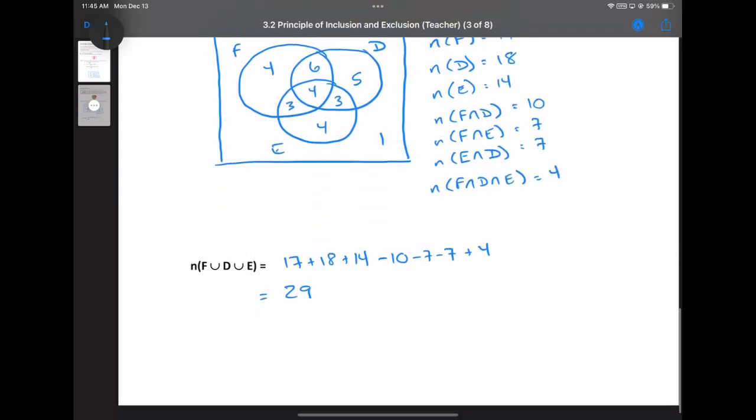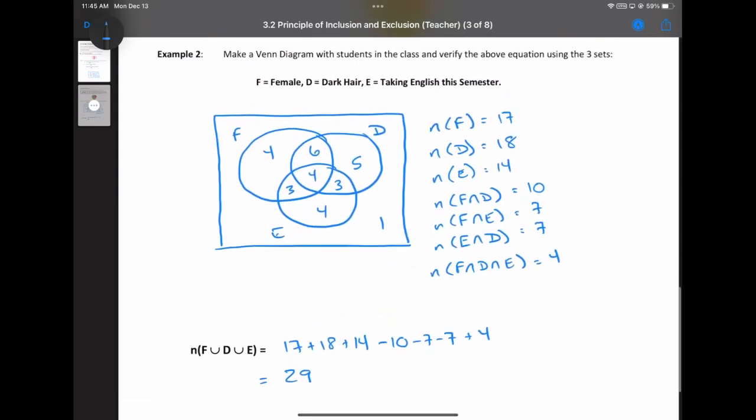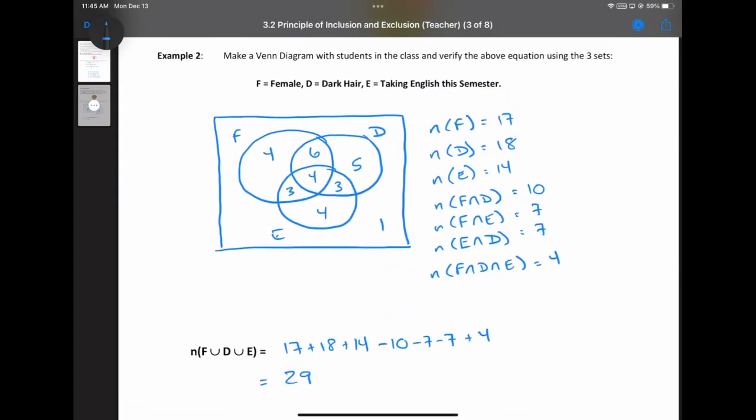Okay, so that's how it works with 3. I'm going to stop there, although I'm going to let you think about how you would do this with 4 overlapping sets, because there is a pattern there. When it was just 2, we added the singles, subtracted the double. When it was 3, we added the singles, subtracted the doubles, added the triples. For 4, you figure it out. So I'm going to leave you to think about that.